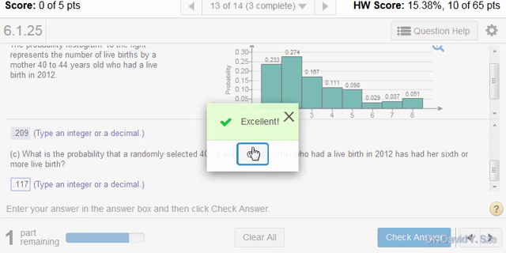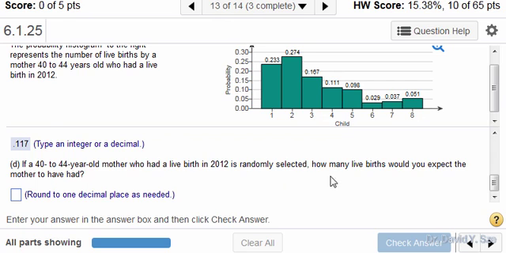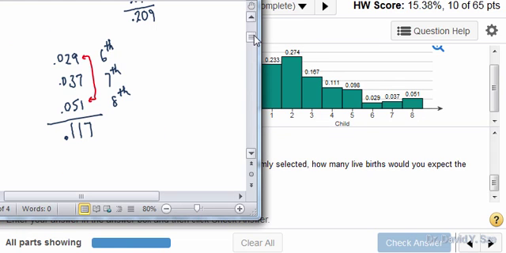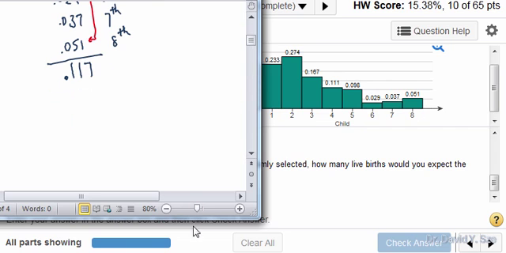One last part remaining. How many live births would you expect the mother to have had? Expect means expected value or the mean. In other words, the mean or average value of this distribution. This is not as easy to calculate. Let's do it here.